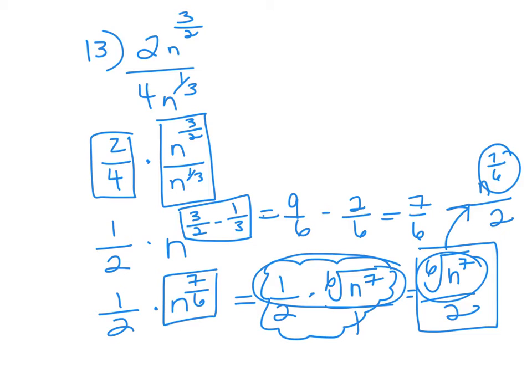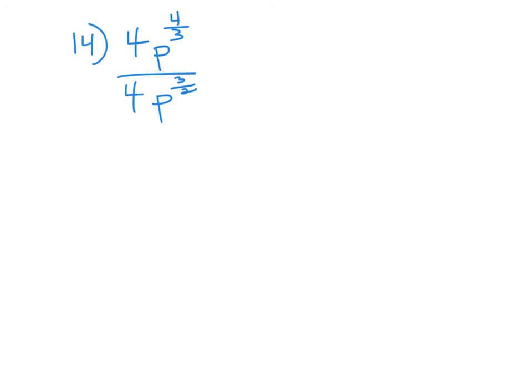Let's look at question number 14. For question 14, we have 4p to the power of 4/3 divided by 4p to the power of 3/2. So the first thing I'm going to do is deconstruct this fraction. I'm going to separate the coefficients from the variables. So p to the power of 4/3 over p to the power of 3/2.